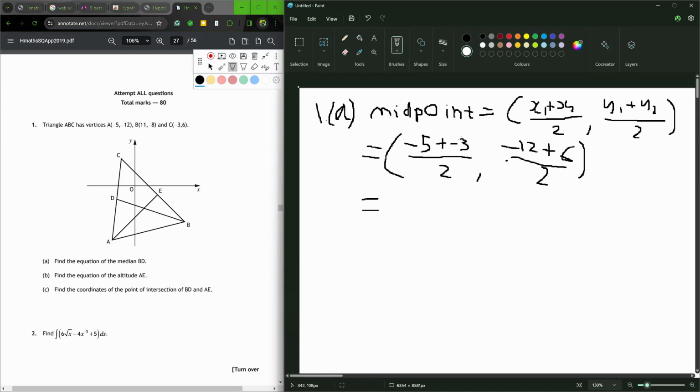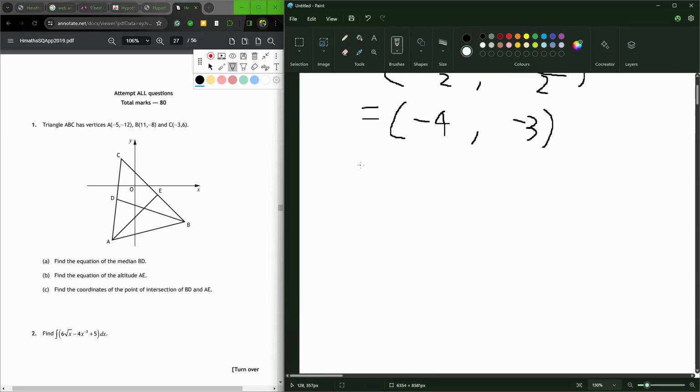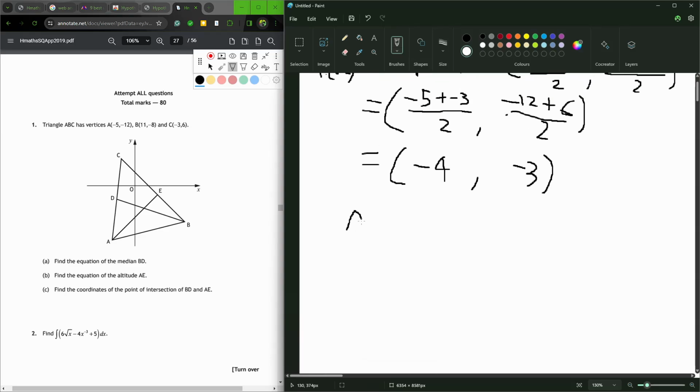Minus 5 plus minus 3, that's minus 8. And what's minus 8 divided by 2, you may ask? Well, it's got to be minus 4. Minus 12 plus 6, that's going to be minus 6. If you divide by 2, we get minus 3. And there's our coordinates for D. Fantastic. So then I'm going to calculate the gradient of B to D. Let's go and do that.